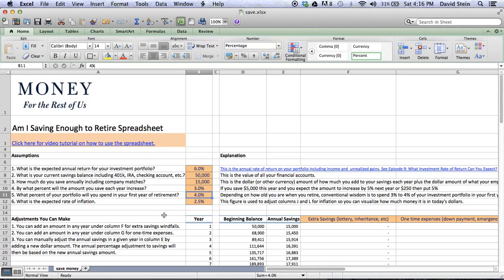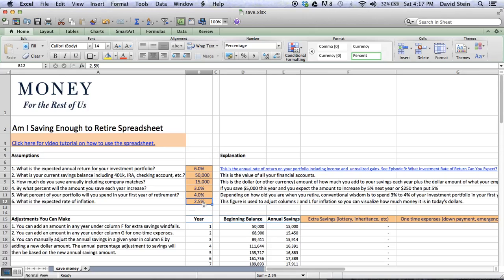But generally, in order to calculate that, we need to assume, okay, what percent of our portfolio will we spend in that first year of retirement? In this case, I've used 4%. Perhaps you use 3%. And using anything more than 4% is a little aggressive. Conventional wisdom is you spend 4% in your first year of retirement and then adjust each year after that for inflation. And then finally, the final assumption would be 6.